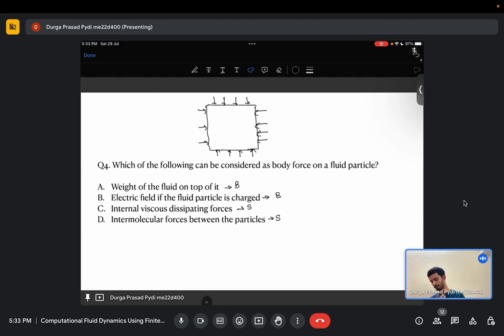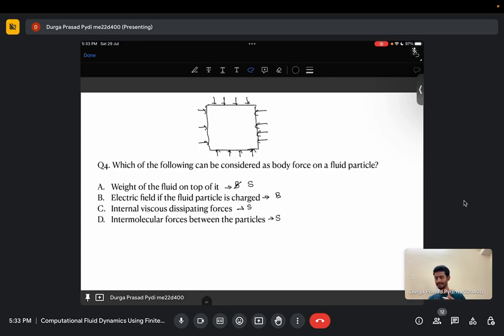Now, part A is essentially the weight of the fluid on top of the element I am considering. So, if this is my fluid particle, question A asks about the force because of the weight of fluid on top of the particle. This will be acting only on the surface of the element. It wouldn't be acting on the volume of the element, and it wouldn't vary even if the volume changes. So, this essentially is a surface force.